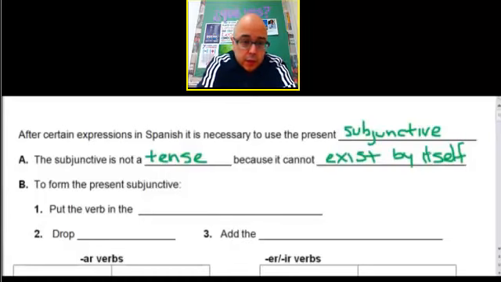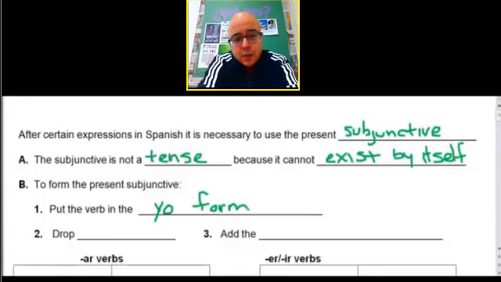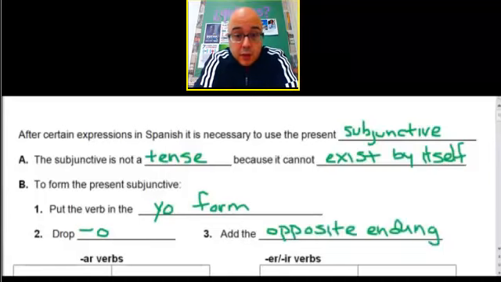Now how do we form it? This process might sound familiar, right? The first step is to put the verb in the yo form. The second step is to drop the o. And the third and last step is to add the opposite endings.